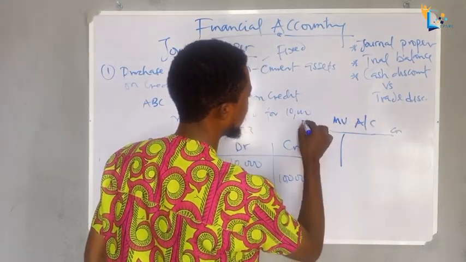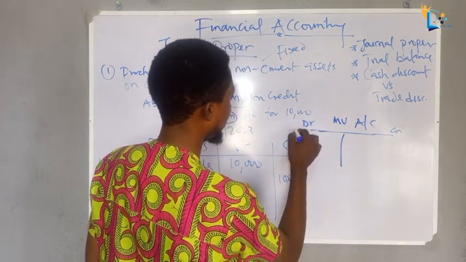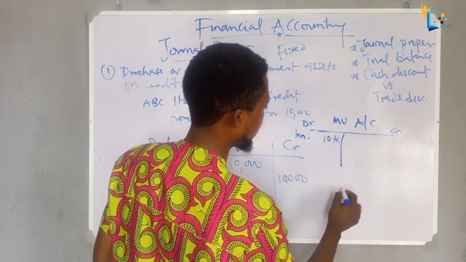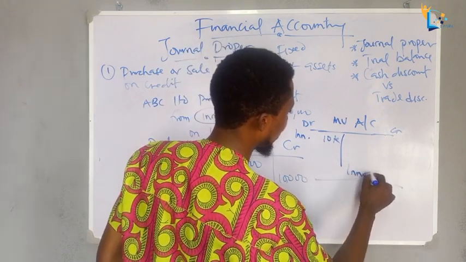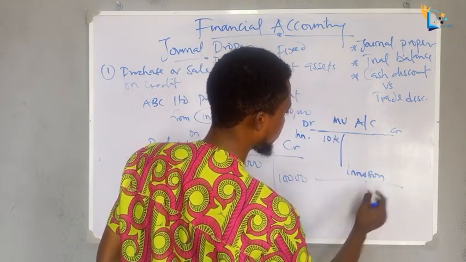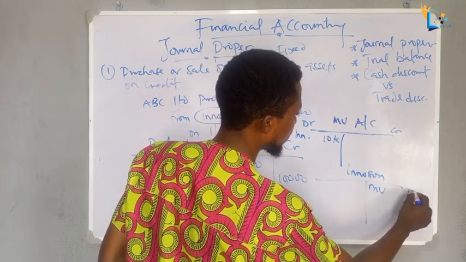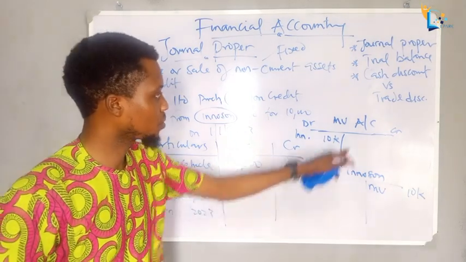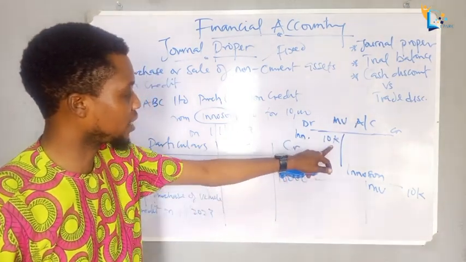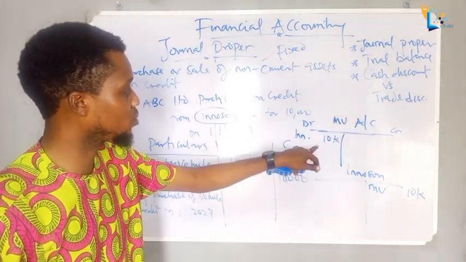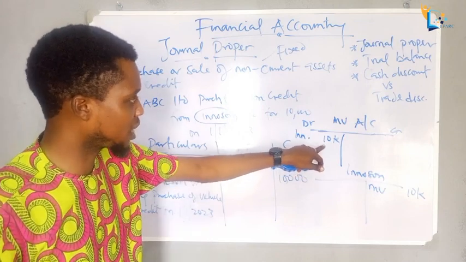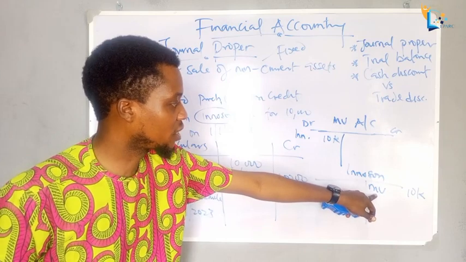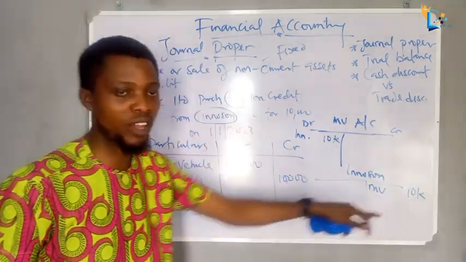This is credit, debit. So we have Innocent here, which is 10,000, 10K. Then Innocent account. We have motor vehicle, 10K. This is how the entries will appear in the ledger. Motor vehicle account, Innocent is 10K. Motor vehicle account is debited with 10,000 naira, while Innocent account is credited with 10,000 naira motor vehicle.